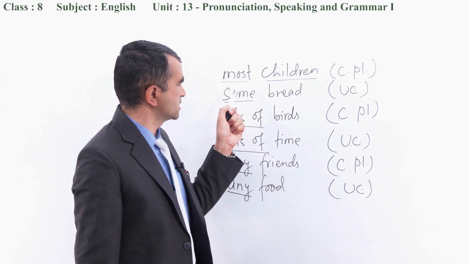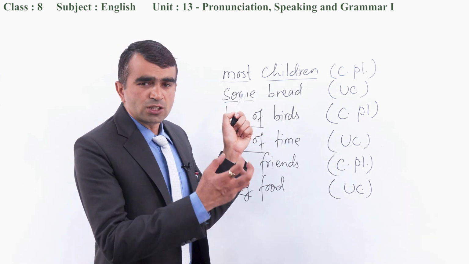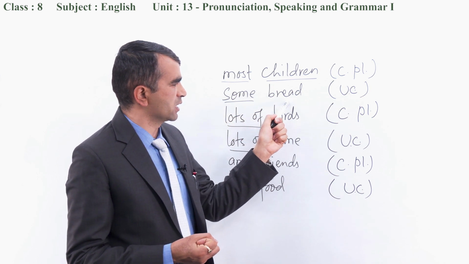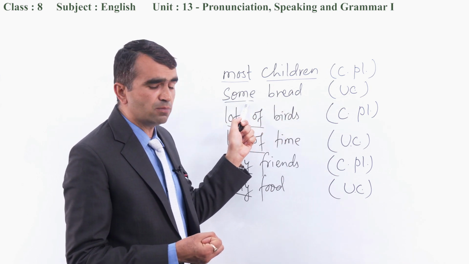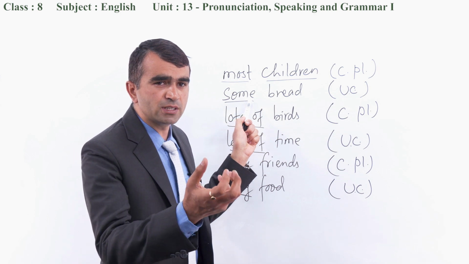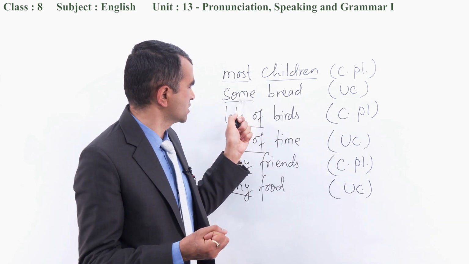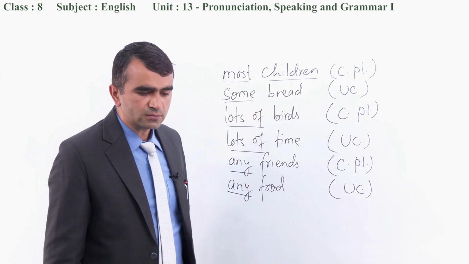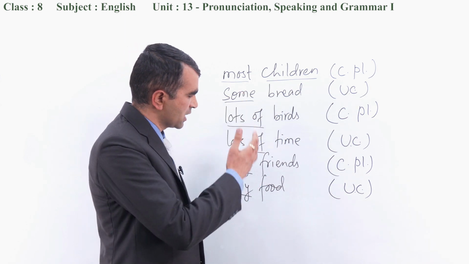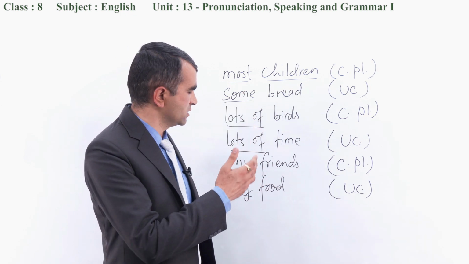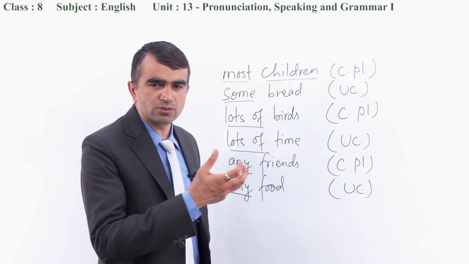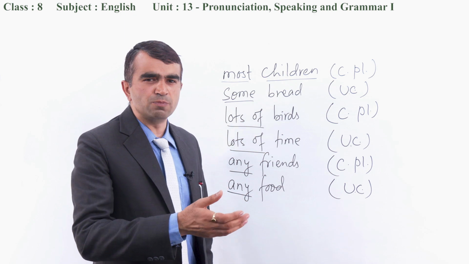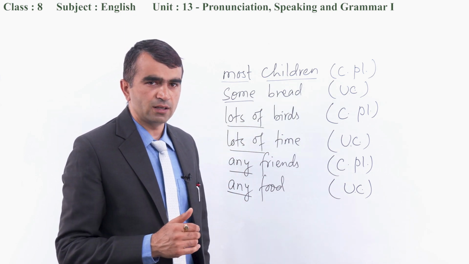For example, you can say there is some water in the pot. Some plus water, uncountable. But some boys are fighting. Some plus boys, countable plural. So this way you can use them with both countable and uncountable. If you are using these with countable, most, some, lots of can be used before plural with countable.